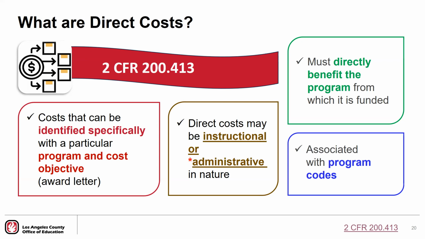The cost must directly benefit the program. Okay, and so these costs must directly benefit the program from which it is funded. And lastly, direct costs are associated with specific program codes.